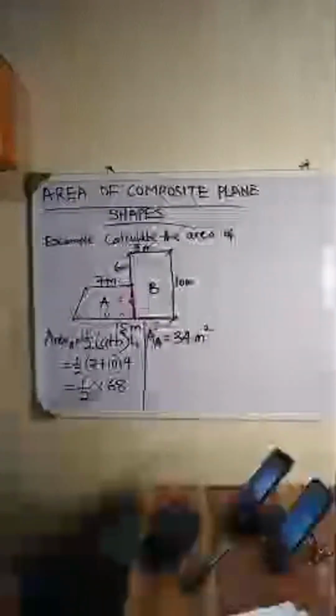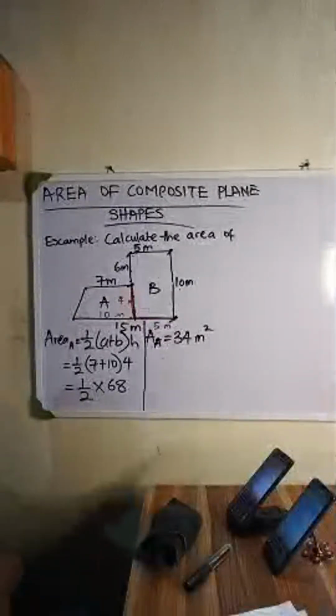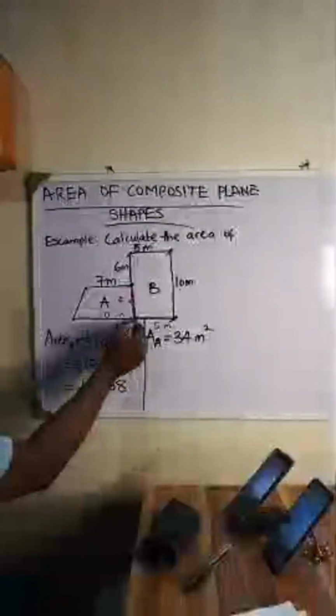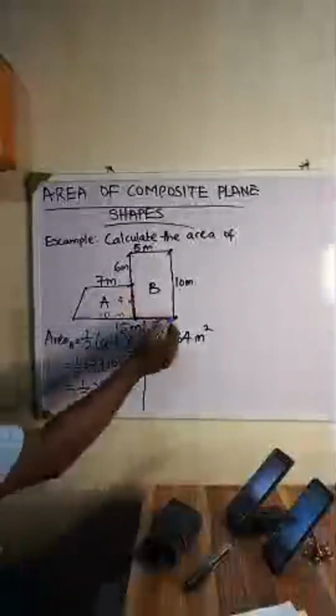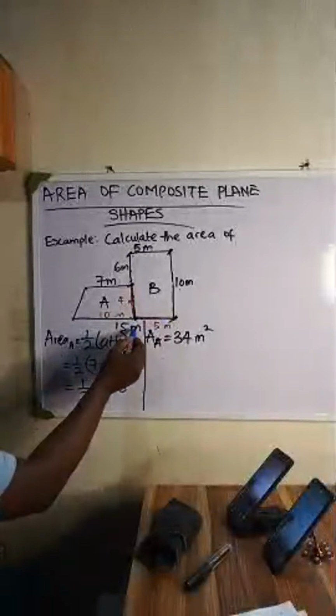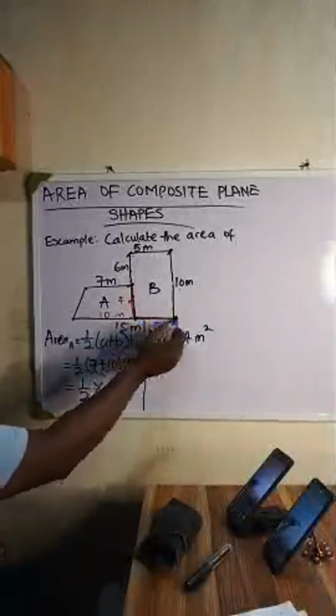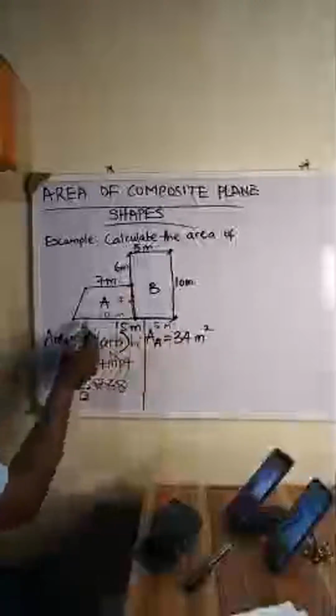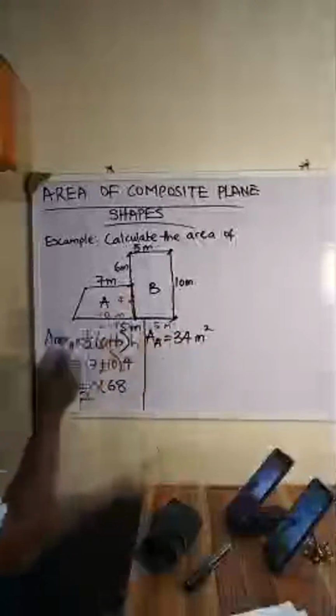Yeah, someone on TikTok is asking where I got 10. 10 is the distance from this point to this point. Remember, from here to here is 15 meters, but from here to here is 5 meters. So when you do 15 minus 5, you get 10 here. That's how we got 10.